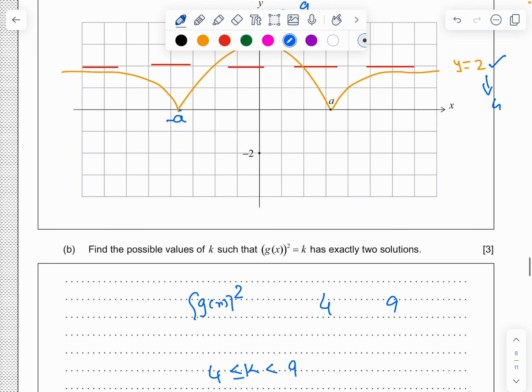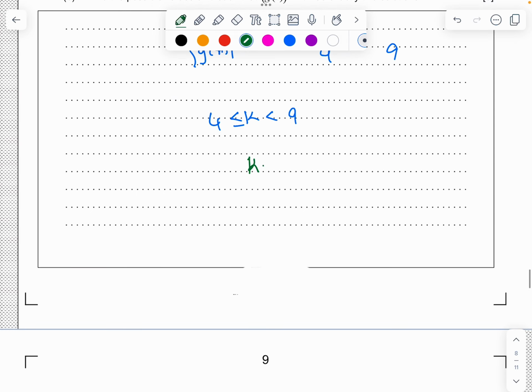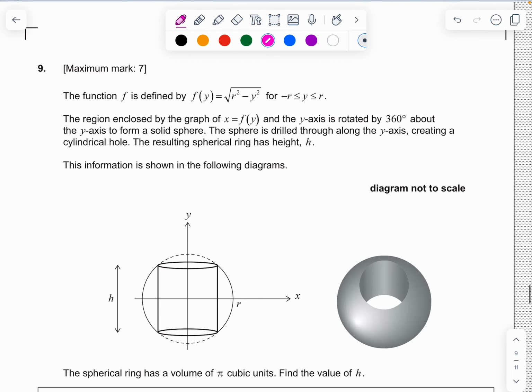And finally, one more thing we would have forgotten. If at all I draw at 0 also, it will be having two solutions. So k equals 0. So don't forget to write k equals 0. So k equals 0 will have accuracy 1 mark. This is accuracy 1 mark and accuracy 1 mark, totally 3 marks.